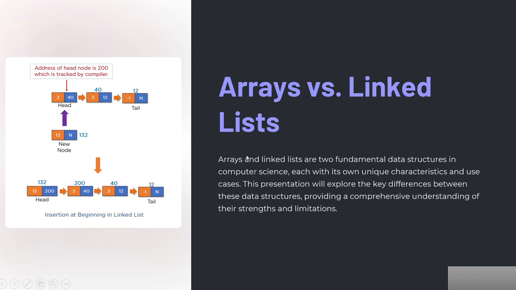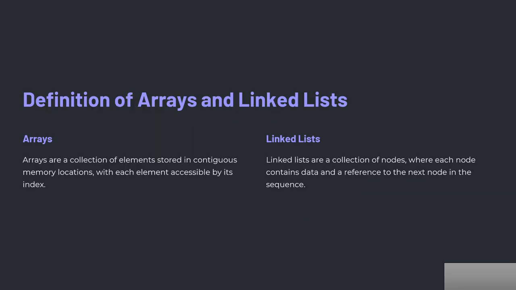As we all know, arrays and linked lists are two fundamental data structures in computer science, each with its own unique characteristics and use cases. This presentation will explore the key differences between these data structures, providing a comprehensive understanding of their strengths and limitations. So first of all, let's start with the basic definition of arrays and linked lists.